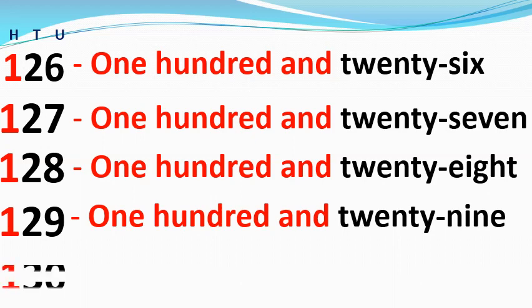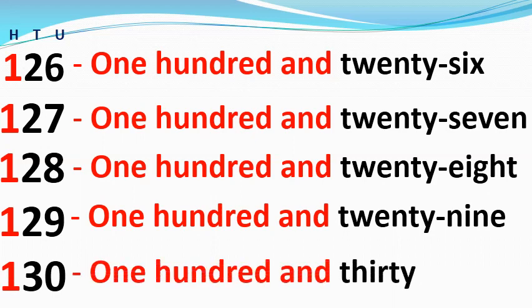Excellent. So here our next number is 130, that is 130. The spelling of 30 is THIRTY. So children, now here we have to be careful again. We have written the first letter as capital and rest all the alphabets are small.